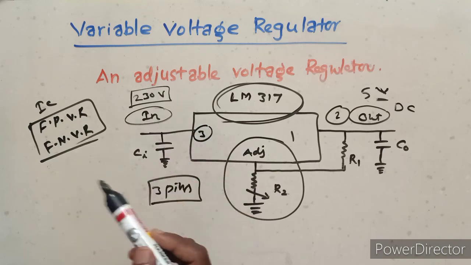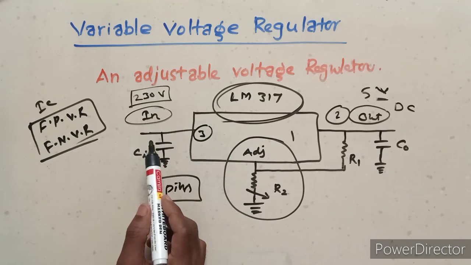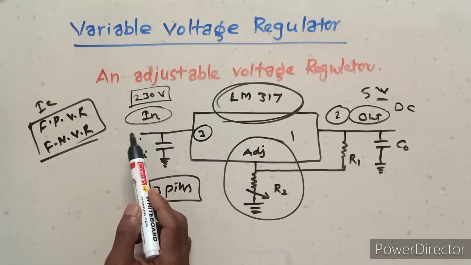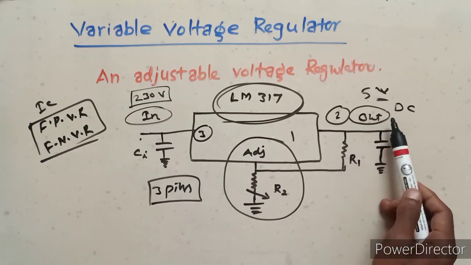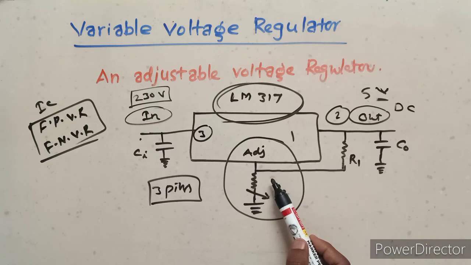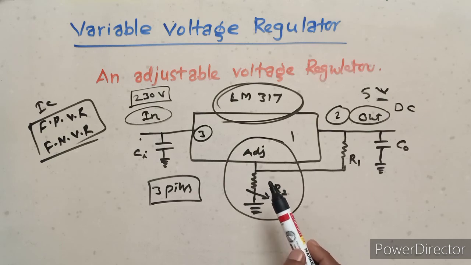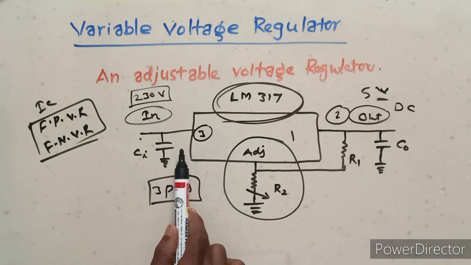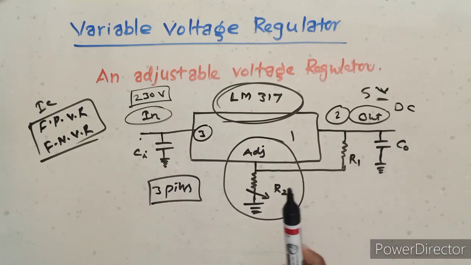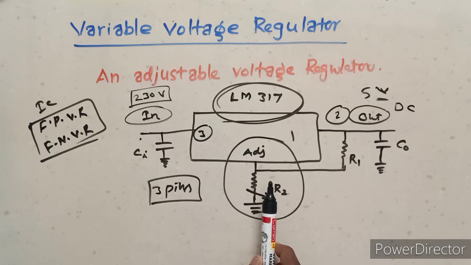The third pin is connected to the input voltage. The second pin is for collecting the output DC. The first pin is the adjustable pin for the output voltage. First is the adjustable, second is the output, third is the input.